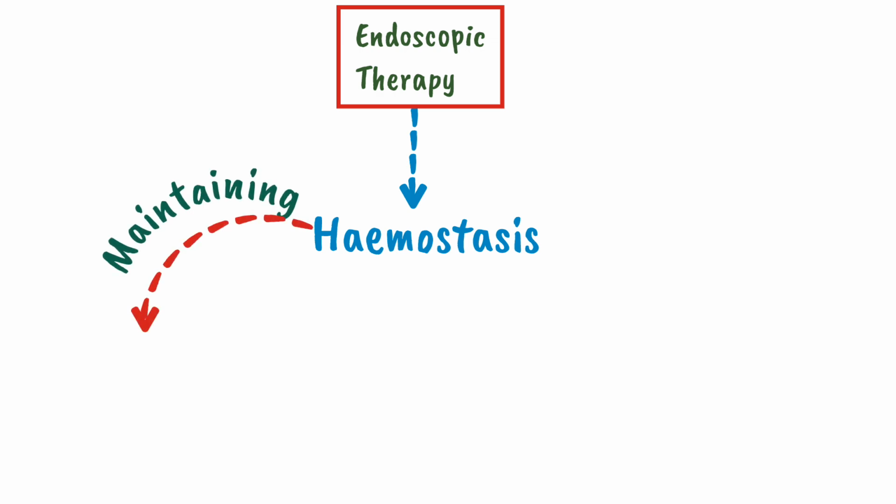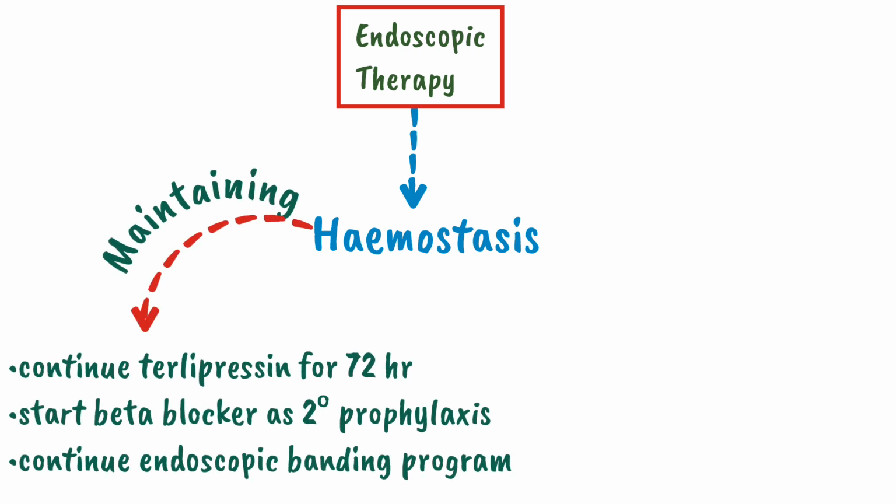If the patient is maintaining their vitals, we should continue the terlipressin for 72 hours, and we should introduce the beta blocker as secondary prophylaxis, and the patient should continue the endoscopic banding program to obliterate the varices. The endoscopic banding program means that the patient should undergo repeated endoscopy after 2 to 4 weeks to band all the remaining varices.